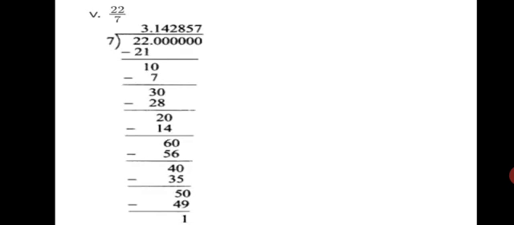22 upon 7. This is also the value of pi. Okay, you will learn that later. So 22 upon 7, we have to divide 22 by 7. 7 3s are 21. You can start easily. Remainder is 1. When there is a remainder and you need to solve further, what do we do?